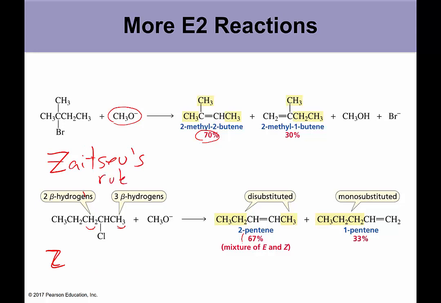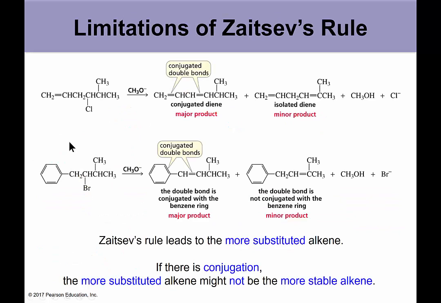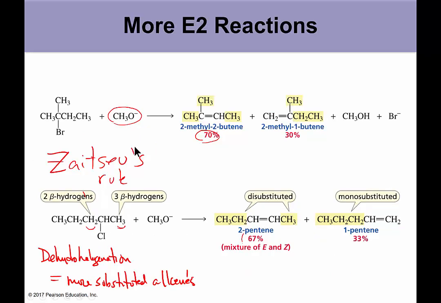And what Zaitsev said was that in dehydrohalogenation, you get more substituted alkenes. I left a whole bunch of stuff out there, hang on. That when you have dehydrohalogenation, you get more substituted alkenes.